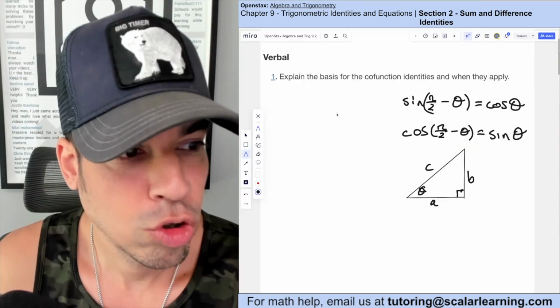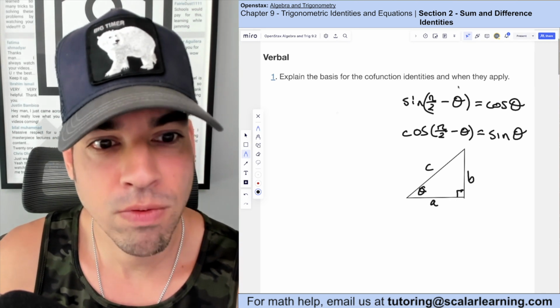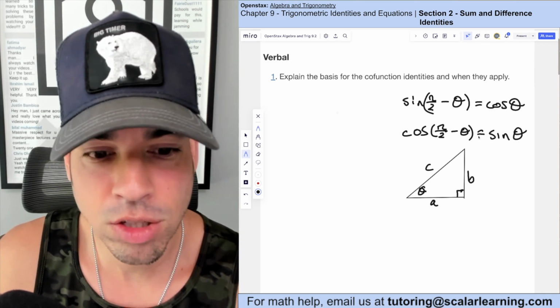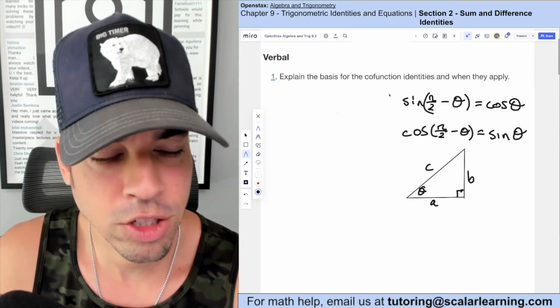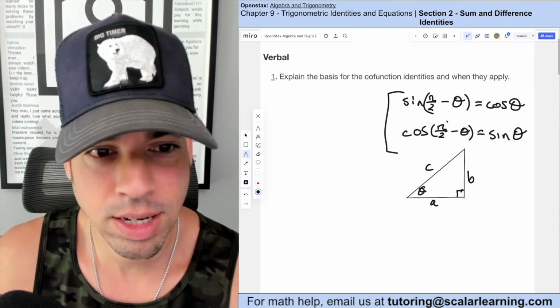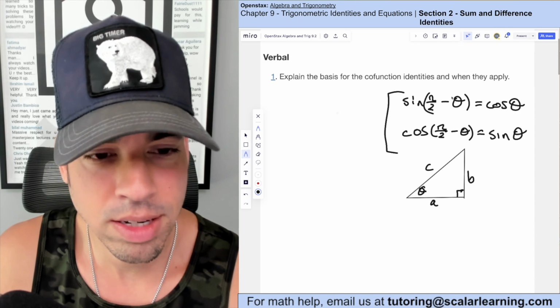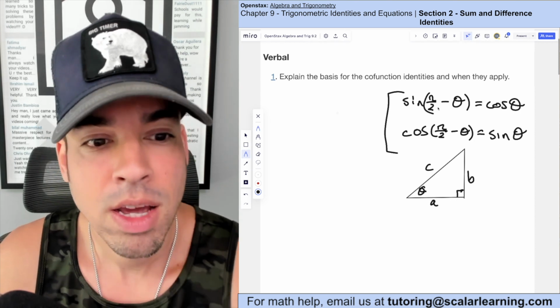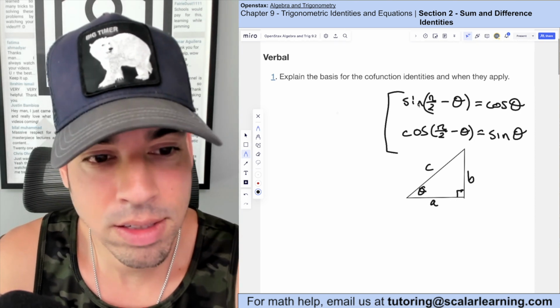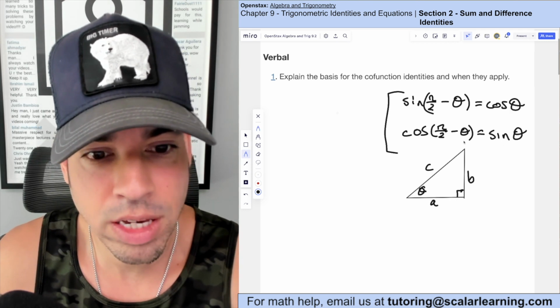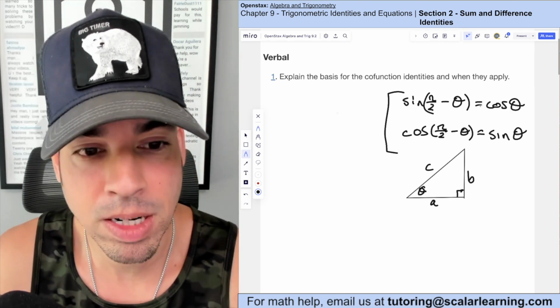Let's do it. So question 1 asks to explain the basis for the cofunction identities and when they apply. So I sort of drew out a triangle and I just wrote two of the cofunction identities. And really what it comes down to is this idea of complementary angles. And so, why is sine of an angle equal to cosine of the complement of that angle, right?